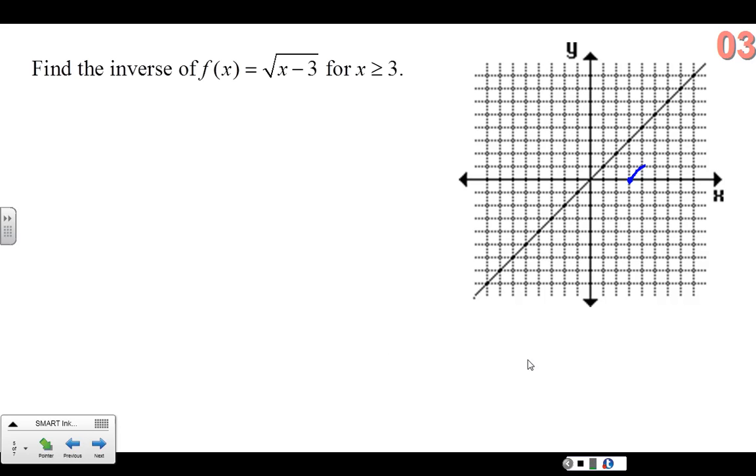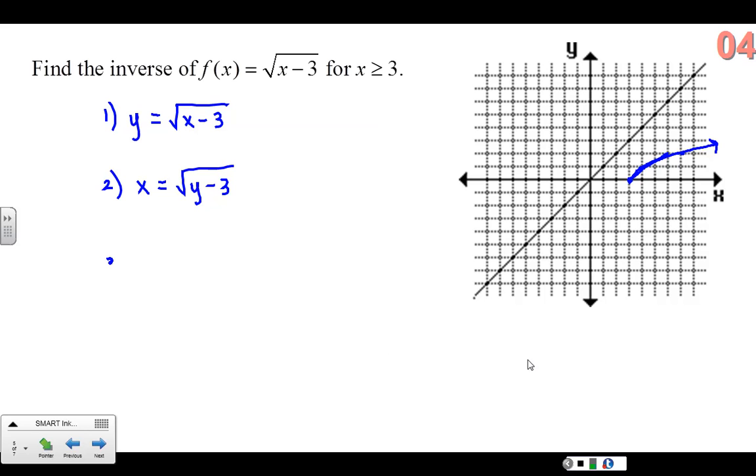This is the basic shape of the graph there. And the domain is true. X is greater than or equal to 3. But if we want to find the inverse, we're going to do the same steps that we did previously. We're going to write this in terms of x and y. So y equals the square root of x minus 3. Switch the variables.